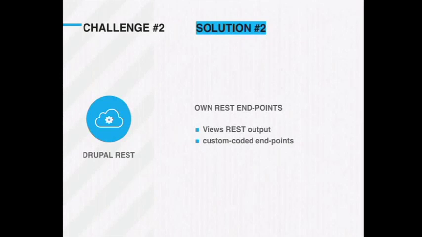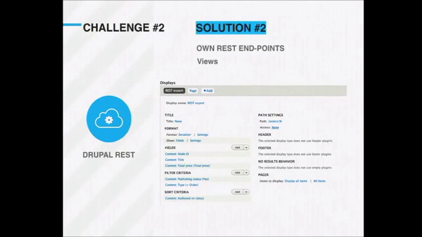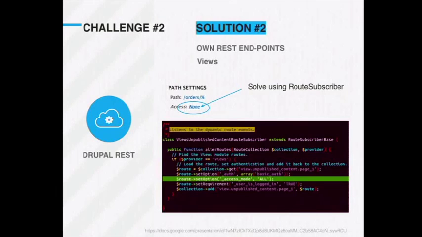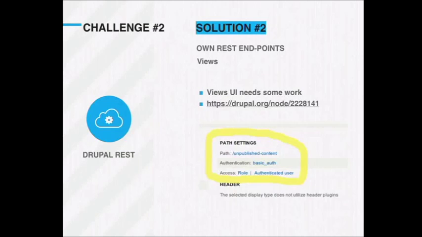So I created some of my own REST endpoints. Part of them were created in Views, where you can pick the fields you want and apply filter criteria for them, basically creating a normal view display. The problem is that you can't set any access control. You need to override it in the code, add some requirements for the route, and then set it back. It should look something like this. There is an issue for it, and it needs work. So, if you go to the sprint after this, you should work on this too.